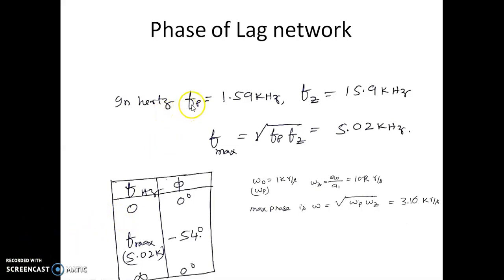If you consider the pole at 1.59 kilohertz and the zero at 15.9 kilohertz, the phase will be maximum at 5.02 kilohertz. That phase happens to be minus 54 degrees. If you substitute in the previous expression of phase omega equal to 0, you get a phase of 0 degrees, and even if you substitute omega equal to infinity, you get 0 degrees. So we will get maximum phase at 5.02 kilohertz, or otherwise 3.16 kiloradian per second. We'll see both these verifications in 20-sim as well.